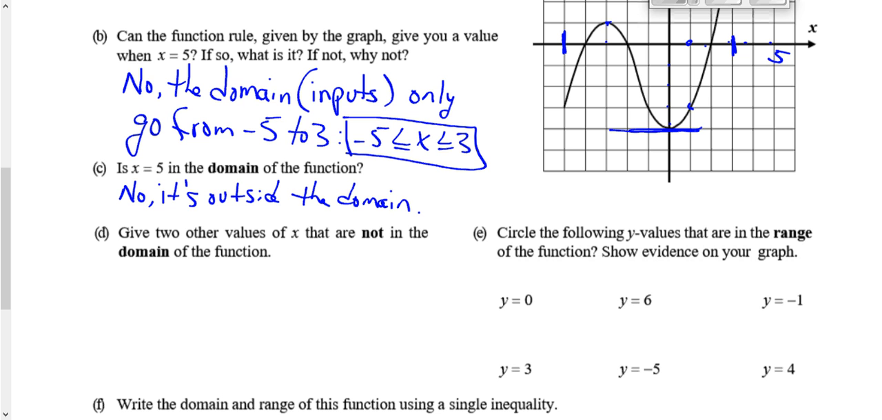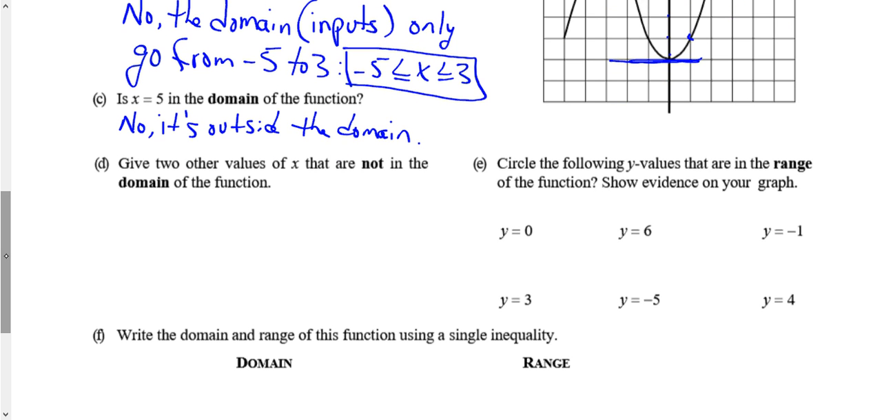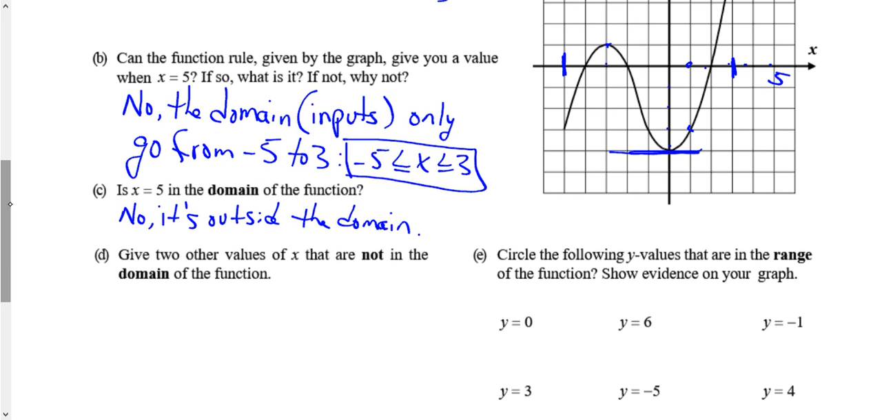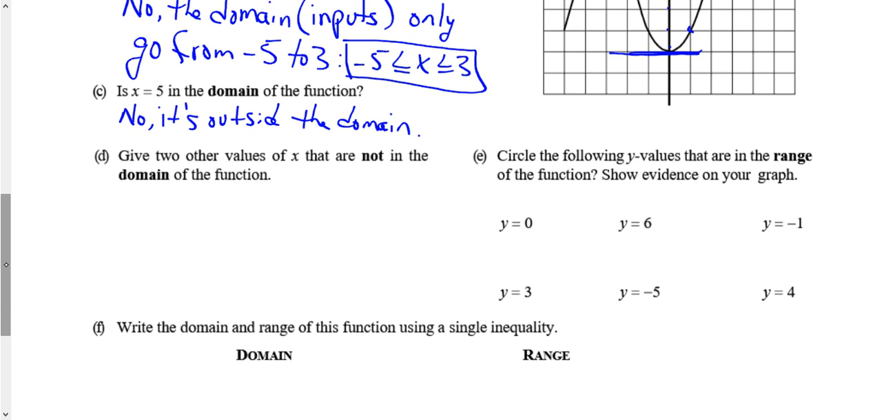All right, on to part D. So give two other values of x that are not in the domain of the function. Just tell me, in other words, two other values of x. You see this here? Not in that domain. Just choose two numbers that are not between -5 and 3. Yeah, x of 7 is not in there. And x of -4 is in the domain.